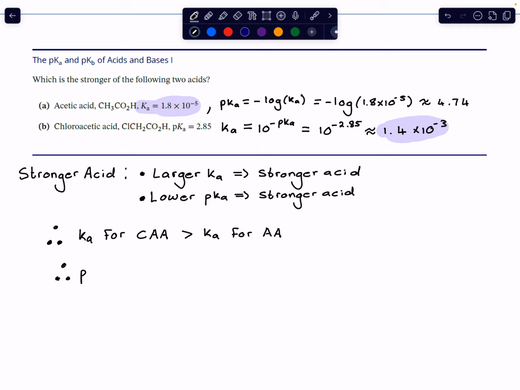And the pKa for chloroacetic acid, let's compare that, is 2.85, and for acetic acid it's 4.74. The pKa for chloroacetic acid is lower than the pKa for acetic acid. So from that, and combining it with our rules, the Ka for chloroacetic acid is larger than the Ka for acetic acid, and its pKa is lower. That means that chloroacetic acid is the stronger acid.